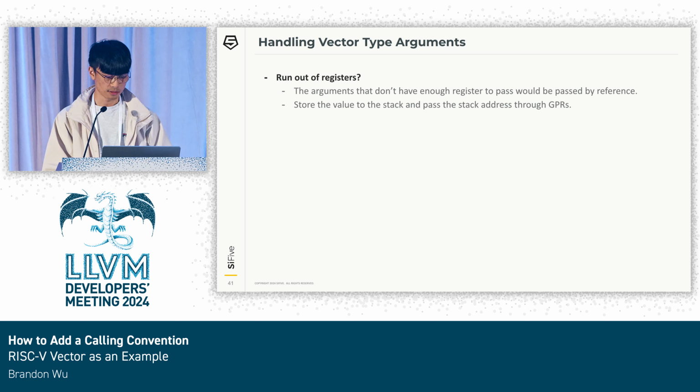Okay, sometimes the number of arguments is greater than the number of registers, which means some arguments are not assigned to a physical register. For those that are not handled yet, we need to make them pass by reference, which is basically storing data to the stack and passing the stack address by using general purpose registers.